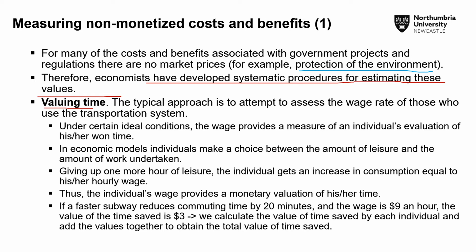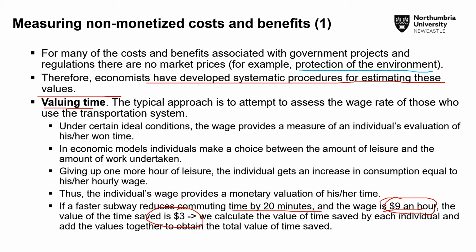Let's say that we have a subway that is being built, and that reduces commuting time from, let's say, an hour to about 40 minutes. In other words, we save 20 minutes by building a subway tunnel. Let's say that the wage is $9 an hour. So what is the value of the time that is saved? Well, it is a third of that $9, which is $3. That is for one individual, obviously.